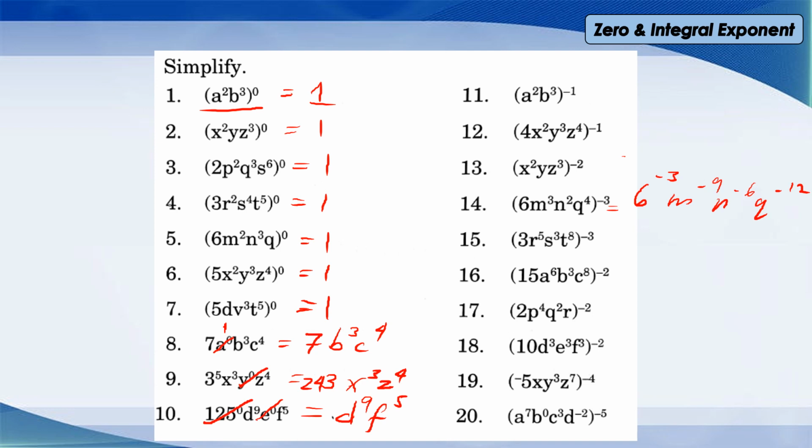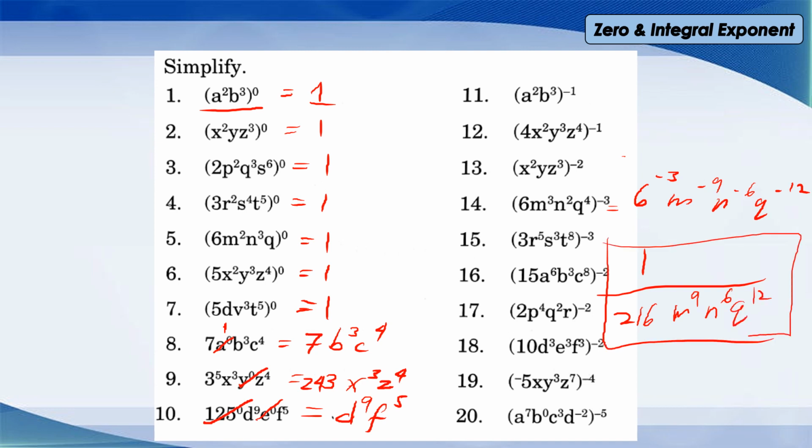Saka mo siya ibaba. Saka siya magiging 6 times 6, 36 times 6. 36 times 6. Ilan nga yun? 36 times 6. 216. Di magiging 216. 1 over 216 m raised to 9, n raised to 6, and then q raised to 12. Ito na yung final answer. Since siya ay lahat negative, ibig sabihin lahat ibababa natin.